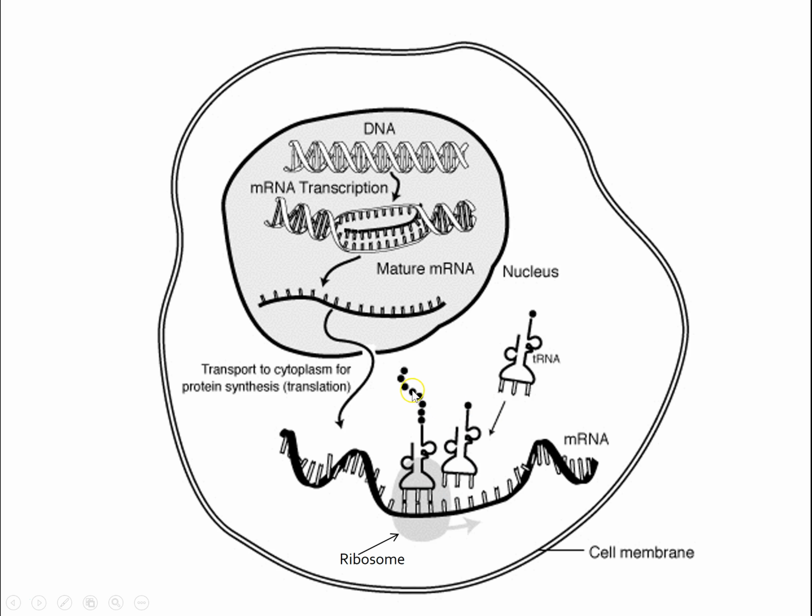This is the chain that has been created as more and more tRNA molecules come in and these amino acids bond together. The tRNA molecules leave, they are reused, but the chain of amino acids remains, and that becomes our polypeptide chain, which folds up to become a protein.